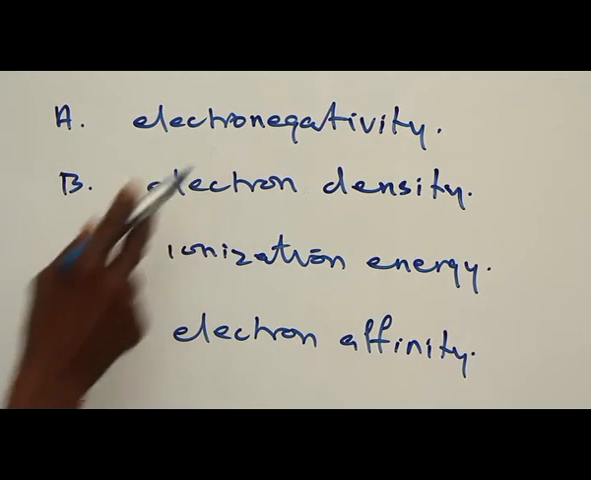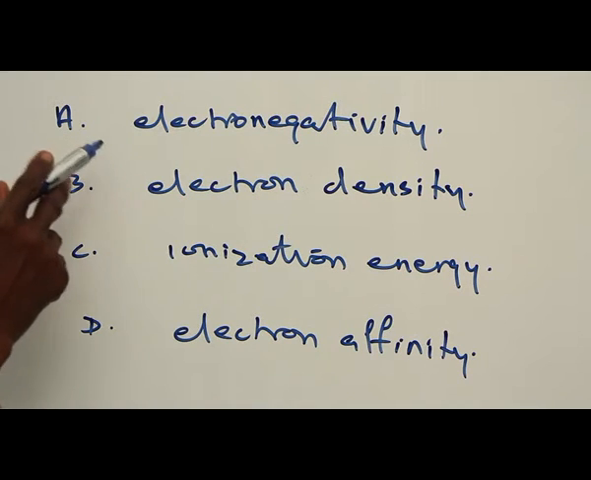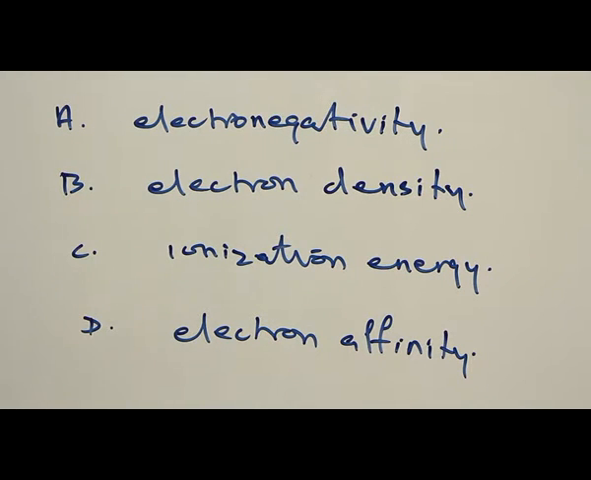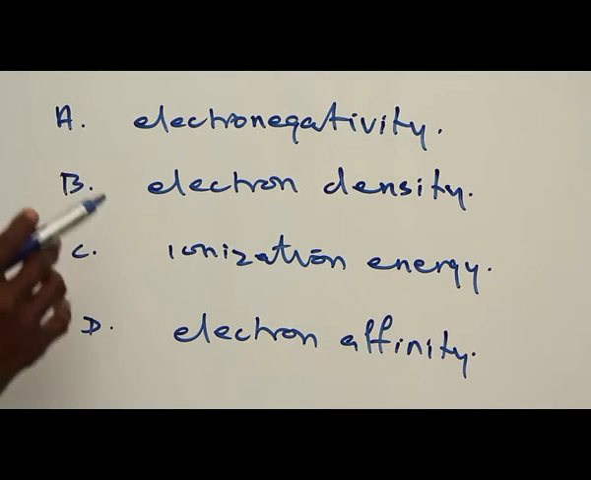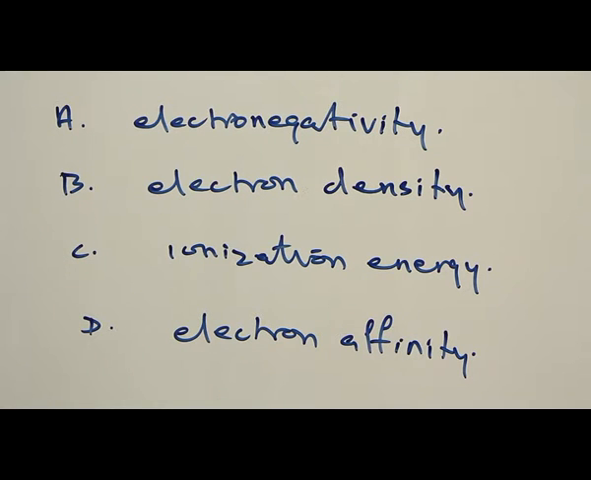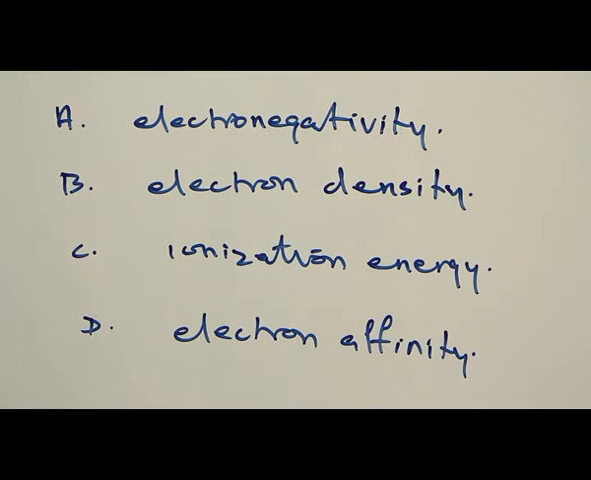A, electronegativity. Now, the difference in electronegativity of 2 different elements determines whether the type of bonding will be covalent. So, electronegativity is a factor that influences covalent bonding. B, electron density. No, the density of electrons has nothing to do with the type of bond that operates between elements.